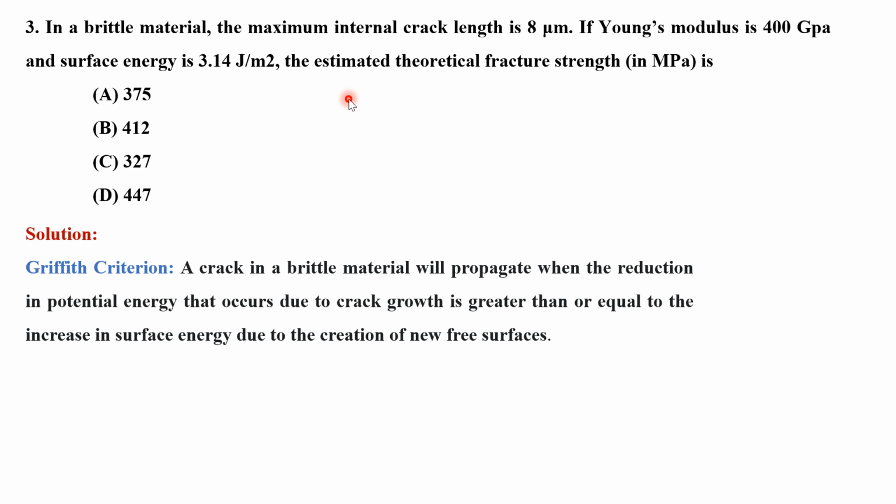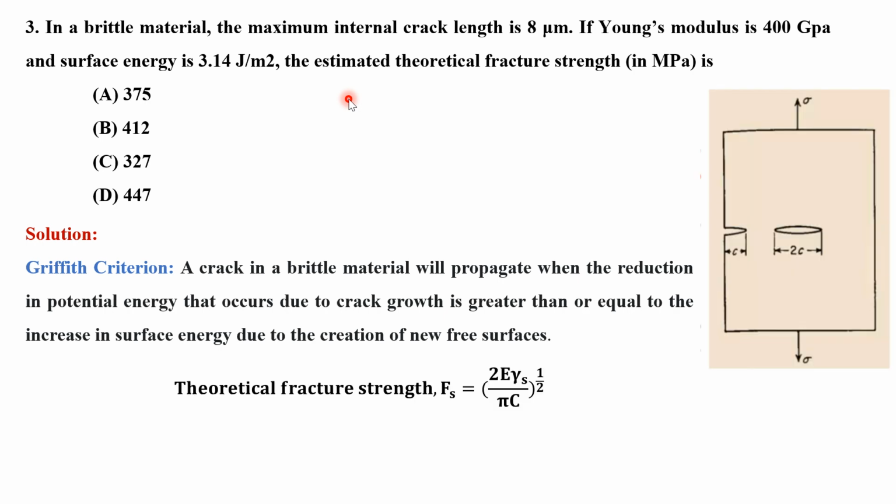So, a crack in a brittle material will propagate when the reduction in potential energy that occurs due to the crack growth is greater than or equal to the increase in surface energy due to creation of surfaces. Just for understanding, whenever there is a crack in the material and when it grows, it will lead to the creation of two new surfaces. And the creation of these two new surfaces requires energy. So, how do we get this energy? This energy will be taken from the potential energy that is released as the crack grows. So whenever these two energies are at least equal, or if the released energy is greater, the crack will propagate. So that is the Griffith criterion.